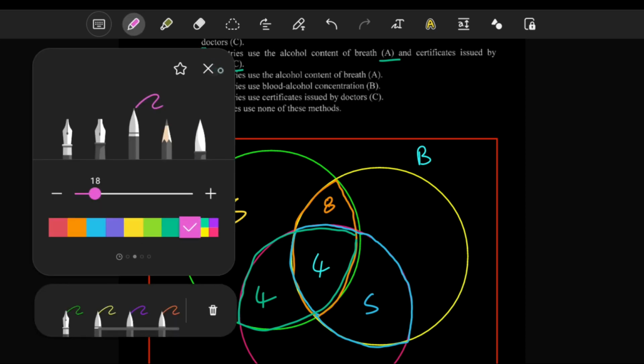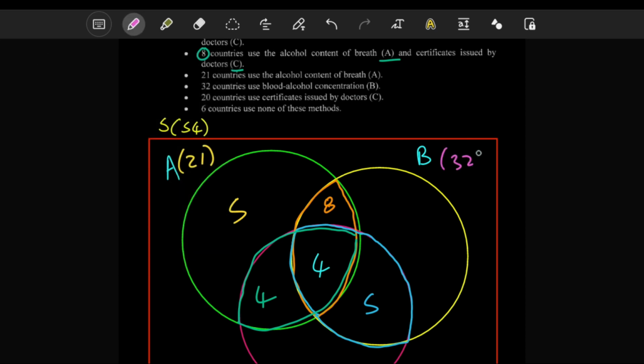Then here they said 32 countries use B. So automatically you know what that means. It means that everything here should add up to 32. You see. So here you have 9 plus 8. That's like 17. So 32 minus 17. Or let's just say 32 minus those numbers here one by one, so that you don't make a mistake. We're getting 15. So this is definitely a 15.